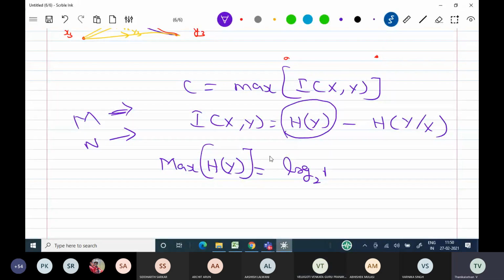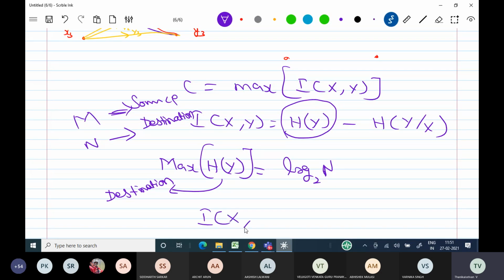So Y is meant for destination. Okay, this is called destination. M for source, N for destination. Please make a note of it. This is destination entropy, so log N base 2. So in this channel capacity, one answer is over: I(X;Y) is equal to log N base 2.